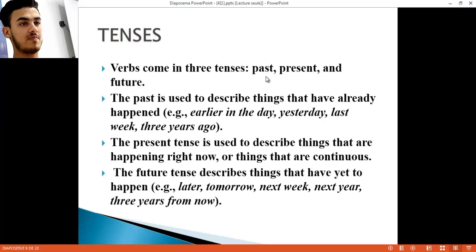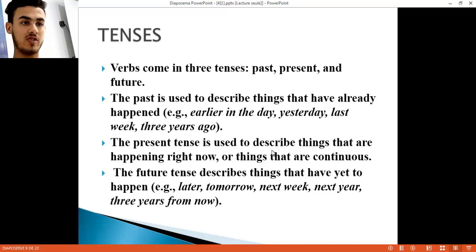So we have to mention the tenses of the verbs. Verbs come in three tenses: past, present, and future, and those are the main tenses. We have for sure other tenses which are past perfect, present continuous, and the rest of the tenses. But we have to focus only on these three. The past is used to describe things that have already happened. Example, earlier in the day, yesterday, last week, 3 years ago, and those are time markers or time sequencers to express that we are talking about a past event.